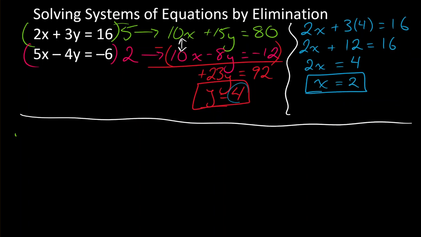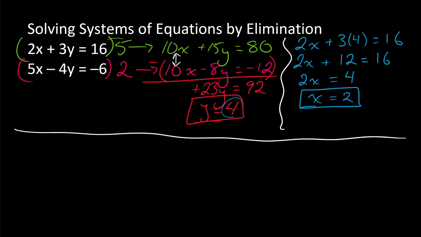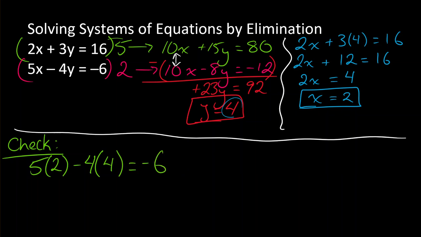So we have both of our variables now. Again, what we want to do is we want to check using the other equation. We just used the top equation to be able to get our x, so we're going to have to use the bottom equation to check our answer. So 5x, which is 2, minus 4y, which is 4, equals -6. So we get 10 minus 16 is -6, and yes, -6 is -6.